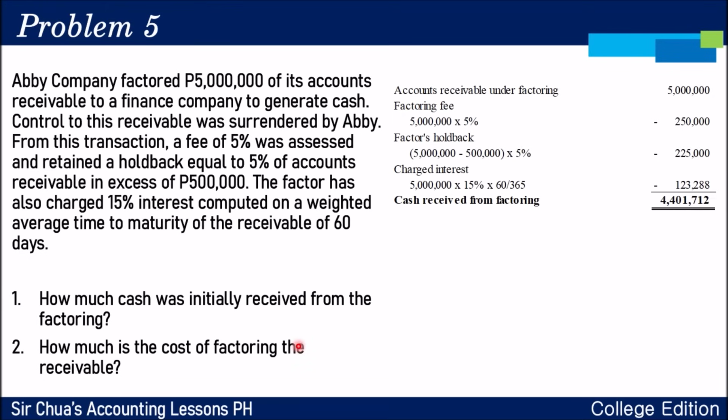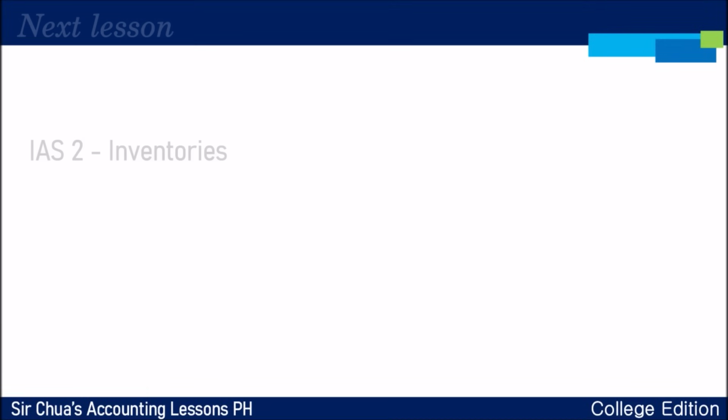Okay. Now, how much is the cost of factoring the receivable? You just add the factoring fee of 250,000 and the interest that was charged to you, which is 123,288 for a total cost of factoring of 373,288. Awesome.